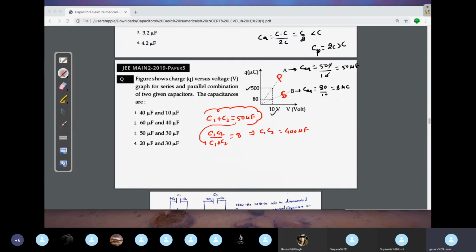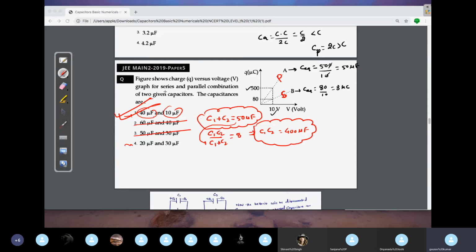One way is you can solve by solving the quadratic, or you can just check the option which is giving this. You can see here that in this case, the first 40 and 10, if I add, definitely I'll get 50. So this is ruled out. This is also ruled out. These two you can check. C1 plus C2 should be 50 now, and C1 C2 is 400. Straight away, this is the answer for the question. All right, so option number 1.